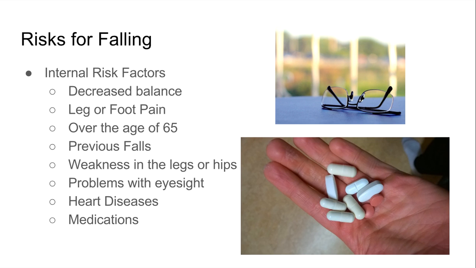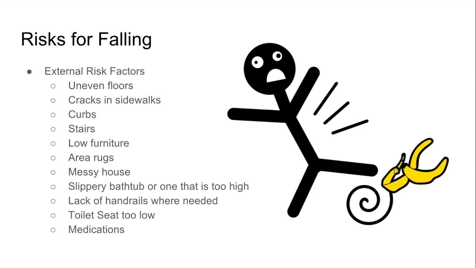Some of the external risks for falling are uneven floors or room transfers, cracks in the sidewalks or high curbs, lots of stairs inside the home or outside in the community, low furniture such as coffee tables, chairs, or couches, slippery area rugs, a messy house, clutter on the floor such as grandkids' toys, extension cords, or even a pet running around, a slippery bathtub or shower without any grab bars to hold on to, no handrails on the stairs, inside or outside, a low toilet seat, or again, medications.